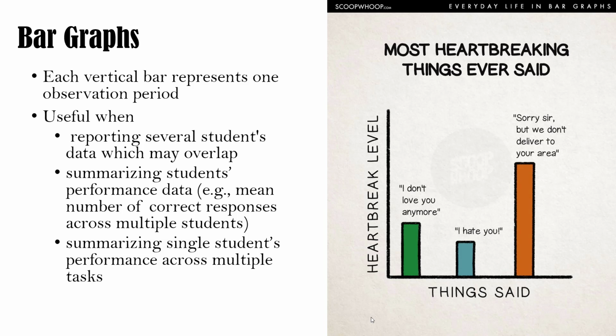It might be useful when you're summarizing students' data on performance, so mean number of responses across multiple students. So maybe you want to look at an average test score for little Sally, little Susie, and little Johnny. You can put their test scores here and you can compare them. Or it might be useful when you're summarizing a single student's performance across multiple tasks. So maybe you want to summarize their performance in math, their performance in spelling, their performance in reading. And so bar graphs allow us to do that.